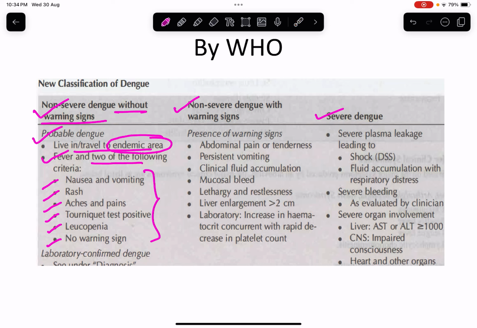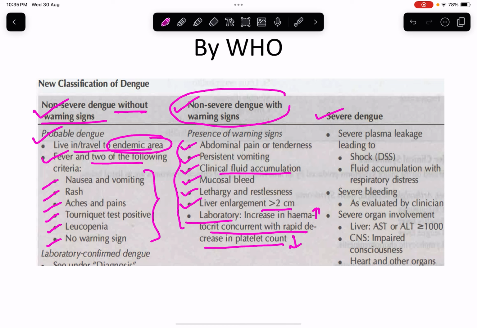The warning signs may be abdominal pain or tenderness, persistent vomiting, clinical fluid accumulation because of extravasation of fluid from plasma, from intravascular to extravascular space. There may be mucosal bleed. Patient may have lethargy, restlessness, liver enlargement by more than 2 cm, and lab finding there will be increase in hematocrit concurrent with rapid decrease in platelet count. So hematocrit will increase and there will be reduction in platelet count. So these are the warning signs. If they are present, then it is known as non-severe dengue with warning sign.